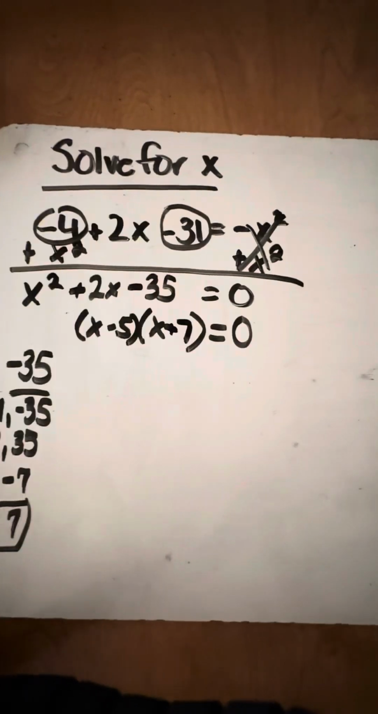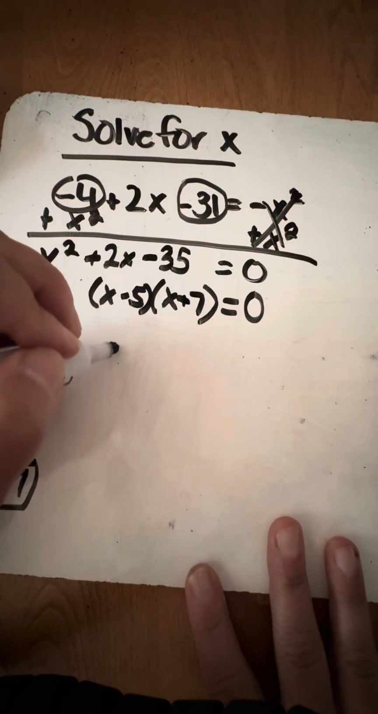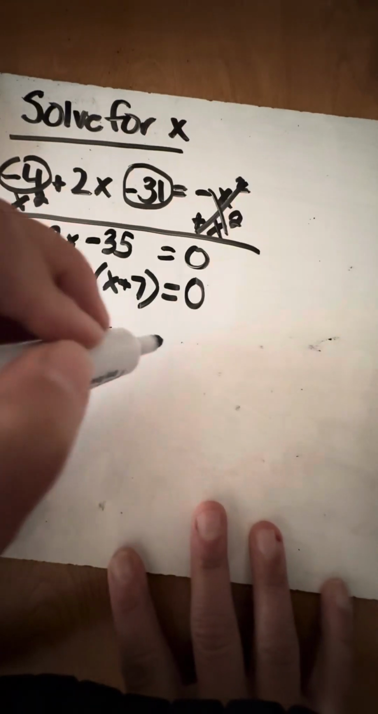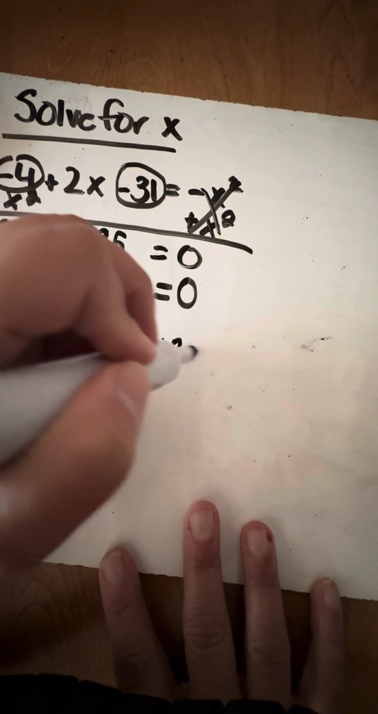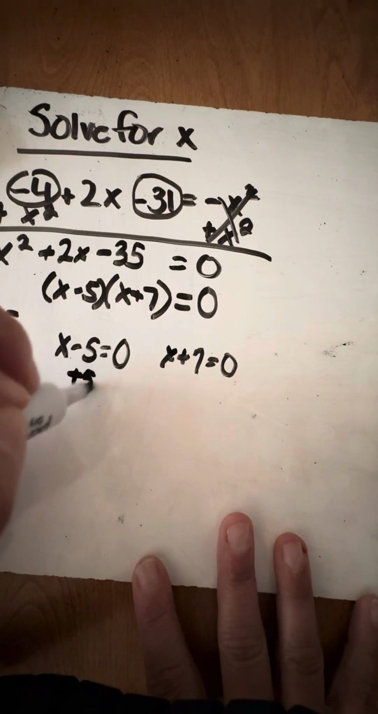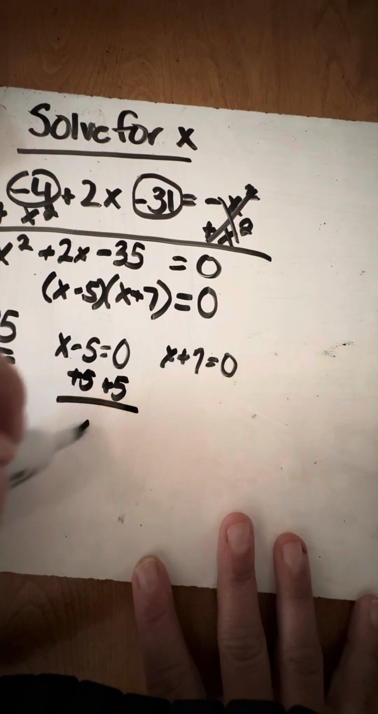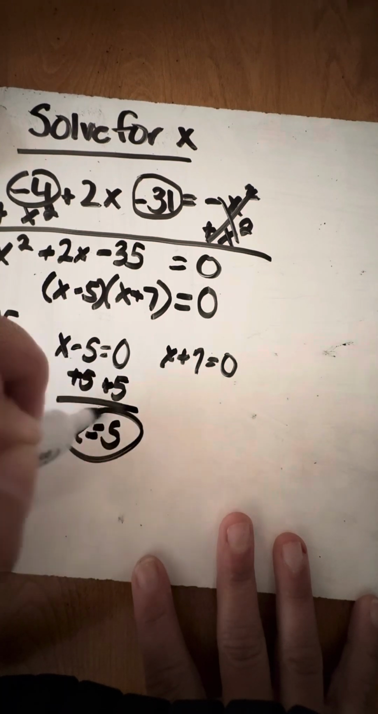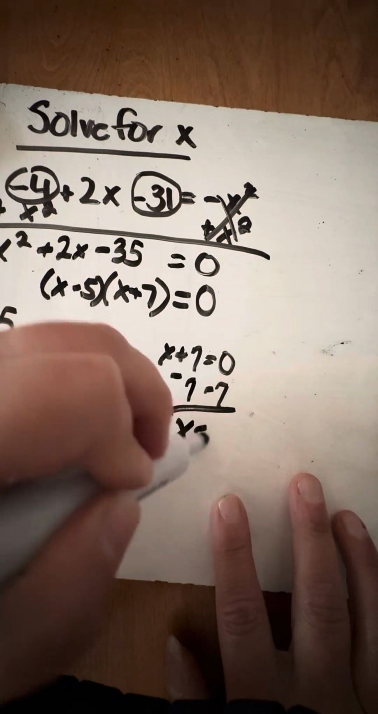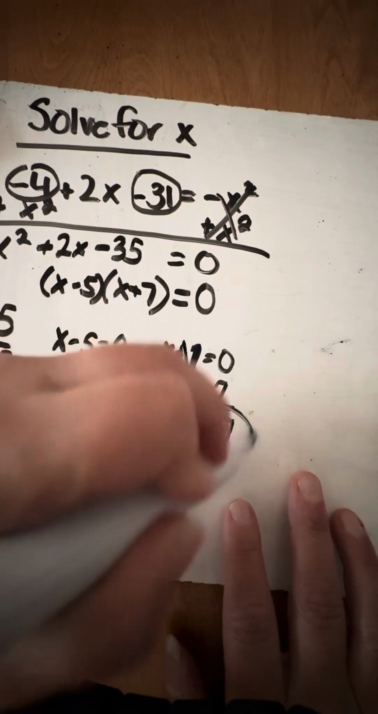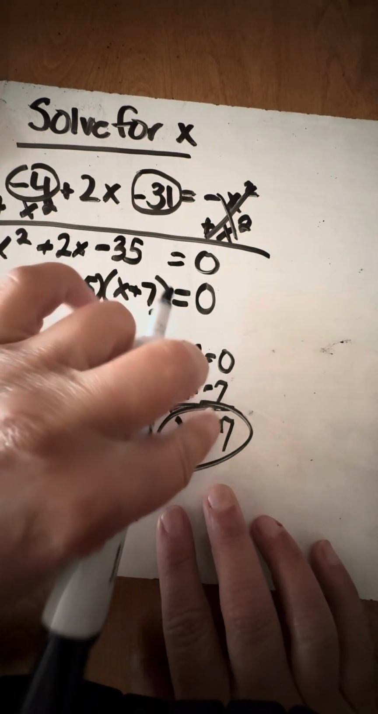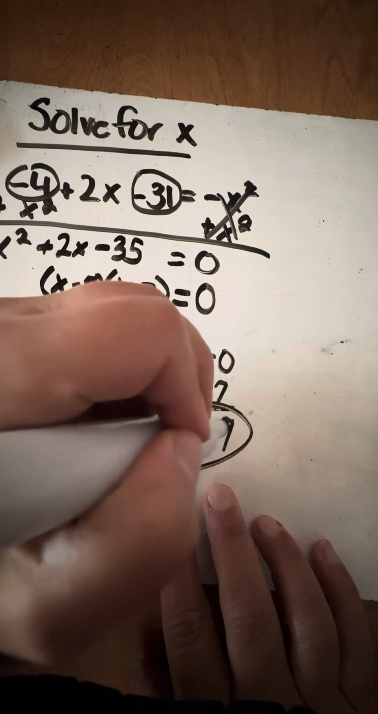Then what we are going to do is set each of these sets of parentheses, x minus 5, equal to 0. Then we're going to do the x plus 7, set that equal to 0. And then we can figure out what x is. So add 5 to both sides. So x on this one is going to be 5. Over here, we're going to subtract 7 on both sides, leaving me with x equaling -7. So we have two answers, 5 and -7, and that is what our finalized possibilities are.